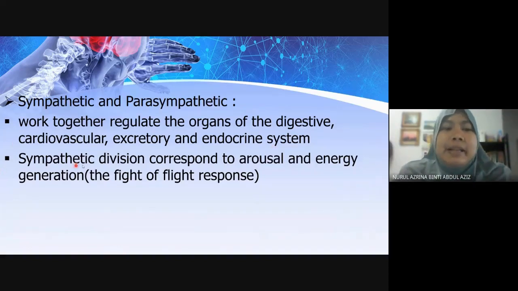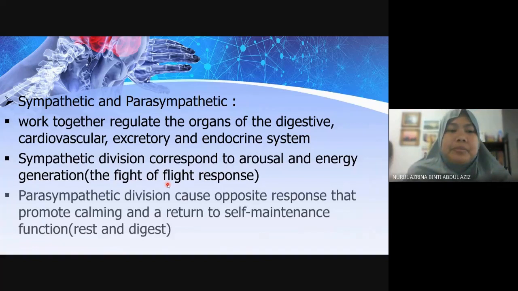Okay, sympathetic division corresponds to arousal and energy generation. So like I said, sympathetic is involved during responses to arousal. Arousal here ni kalau bahasa Melayu kita panggil apa arousal? During sexual activities, okay, arousal and energy generation during fight or flight. Contoh macam bila kita tengah undergoing adrenaline rush. So masa ni sympathetic will function.